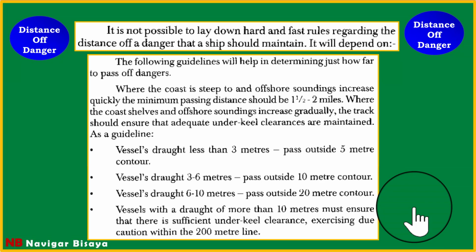Vessels with draft less than 3 meters pass outside the 5-meter contour. Vessels with draft 3 to 6 meters, pass outside the 10-meter contour. Vessels with draft 6 to 10 meters, pass outside the 20-meter contour. Vessels with a draft of more than 10 meters must ensure that there is sufficient underkeel clearance, exercising due caution with the 200-meter line.